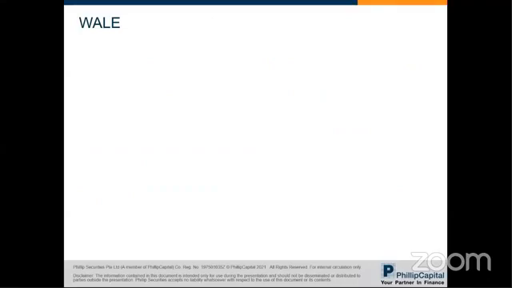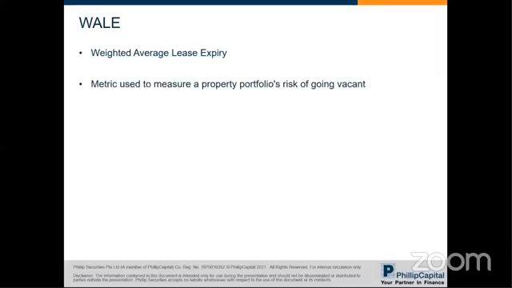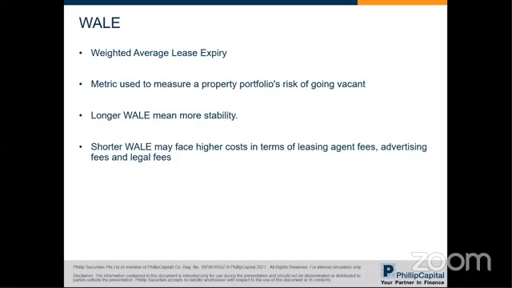Next thing will be WALE. What we call is weighted average lease expiry. It's a metric to measure the property portfolio's risk of going vacant. So a longer WALE means more stability, and shorter WALEs may face higher costs in terms of lease agent fees, advertising, and legal fees.